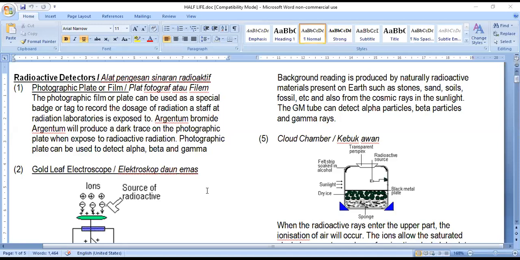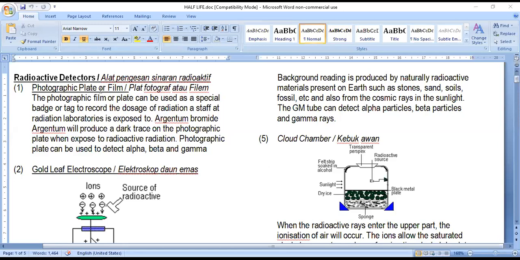Now we look at detectors of radioactive radiation. For your syllabus, half-life comes next in the notes. Now, detectors of radioactive radiation. For your syllabus, what they want is for you to know the detectors and what type of radiation can be detected. They don't actually ask for the working principle, but anyhow, I will say a bit on how it works.